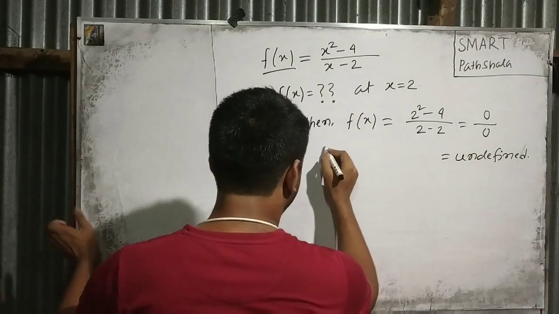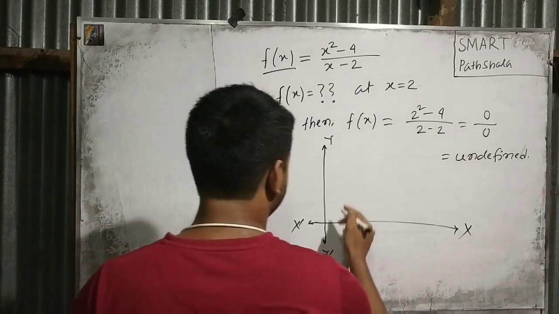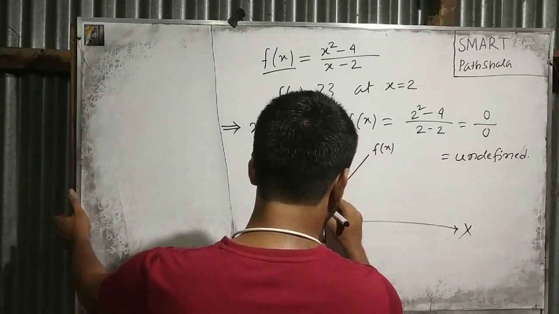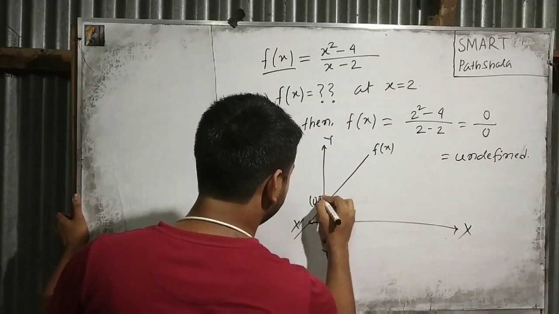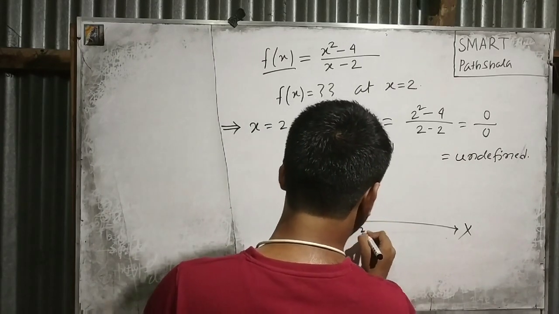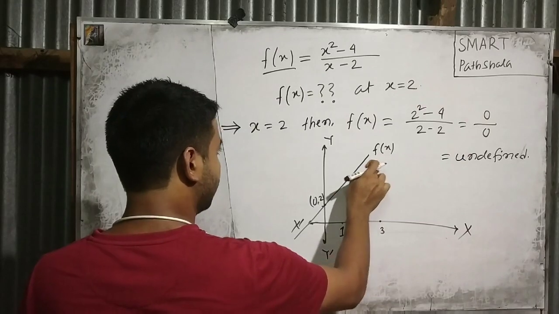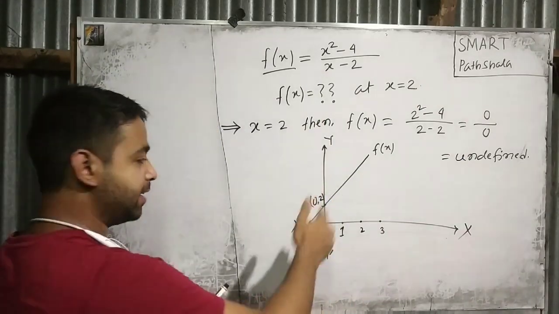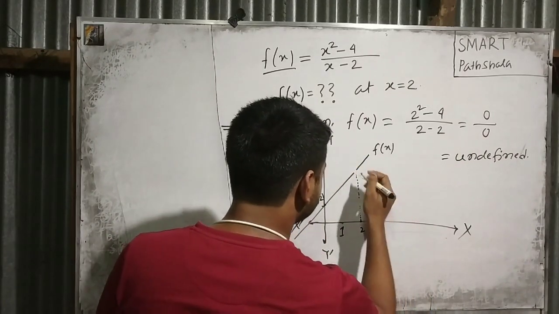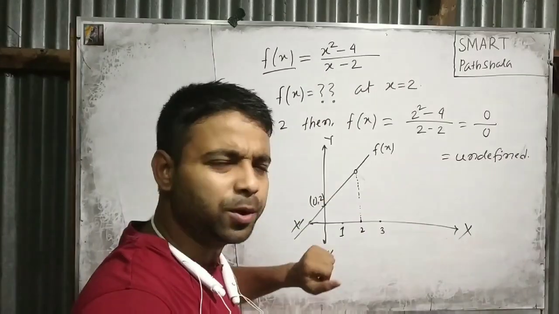If we plot the diagram of this function, with this one as the x-axis, the function will be like this. This will be f of x. On the y-intercept, you will have the coordinate 0, 2. Suppose you have 2 over here and 1 here, while 3 here. To obtain the value of f of x at 2, you need to draw a vertical line, parallel to the y-axis. This is undefined, so here there will be null. How can we achieve the value of this function at this point? We can see this is undefined.